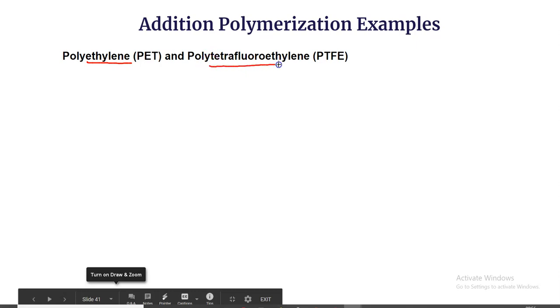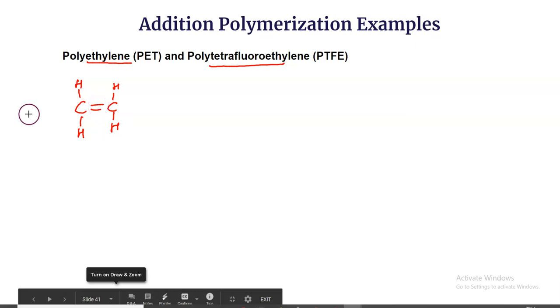Okay, so these two. So what you need to do here is, let's say for the polyethylene, you start with your ethylene, right? So this is your ethylene right here, C2H4. The double bond unsaturation is a really important criterion for addition polymerization.